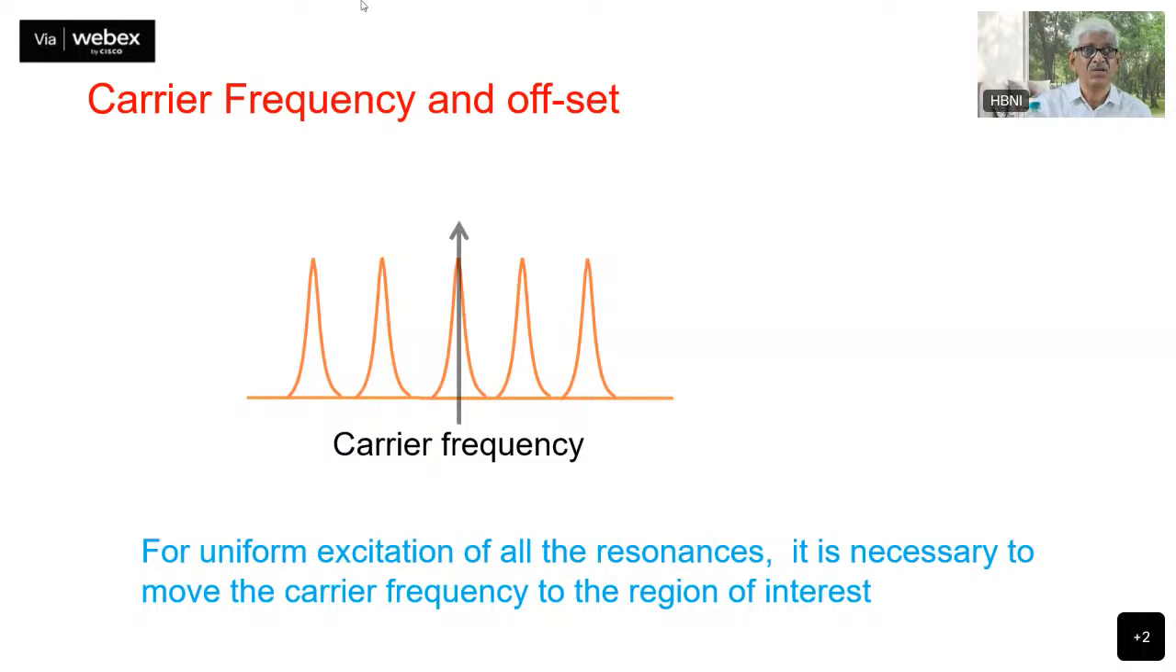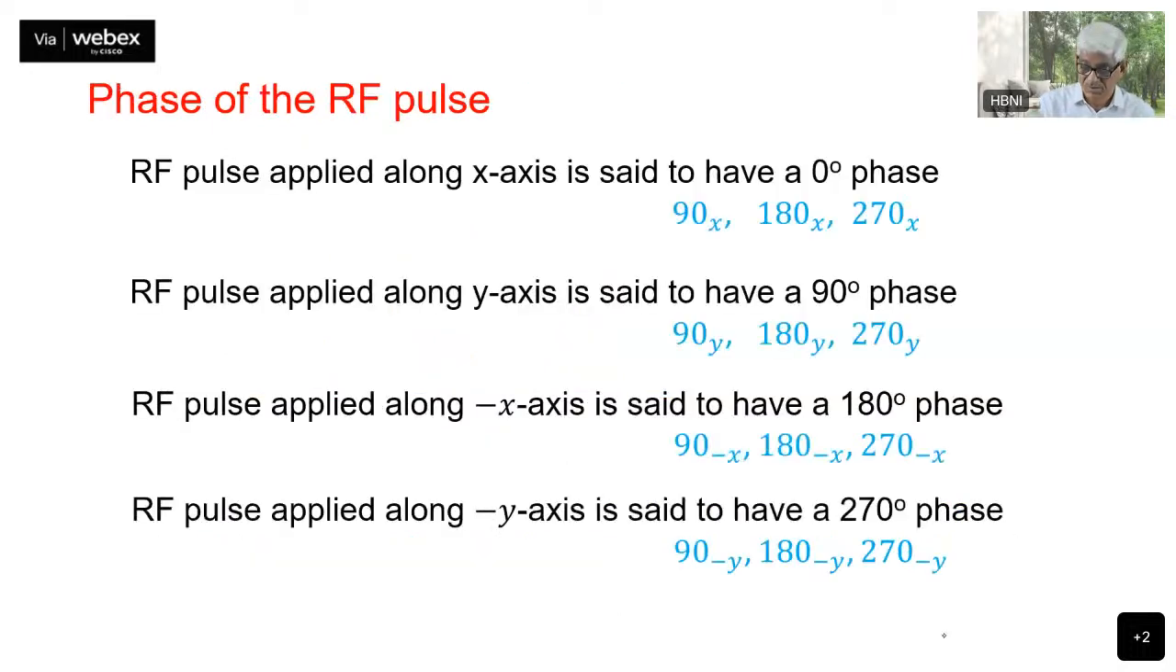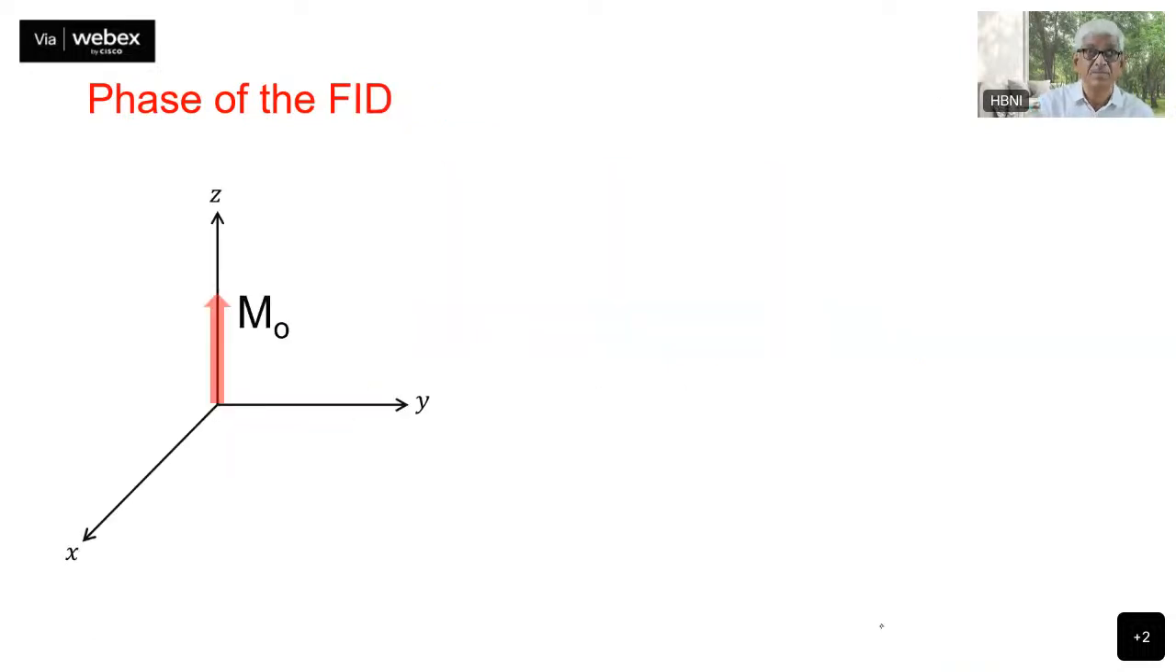Okay, this is what is indicated here. You put the carrier frequency in the middle. Of course, you can also put it at the end. Sometimes you may have to put it at the end also. There are particular reasons for doing that. Okay, phase of the RF, I already talked about quite substantially, so I think we can skip this.